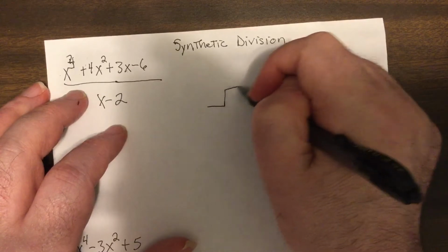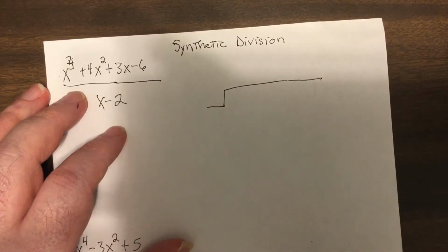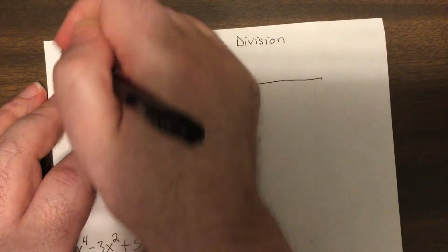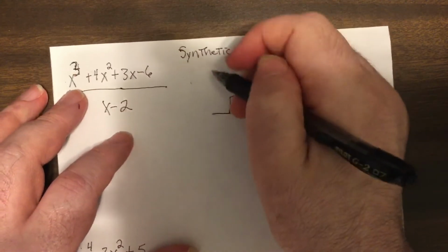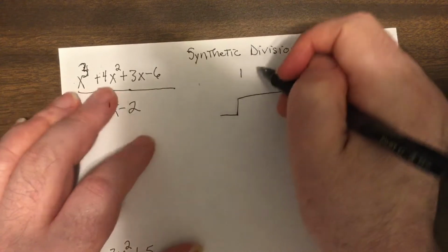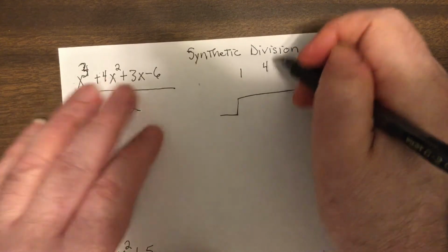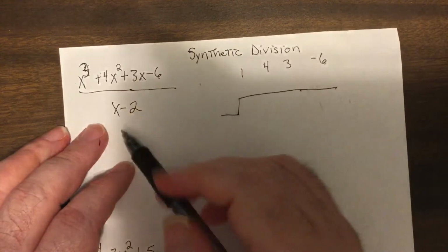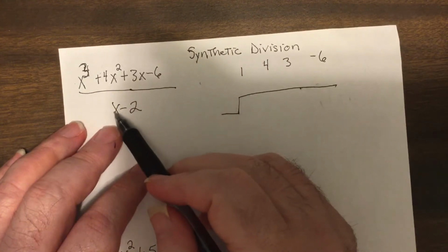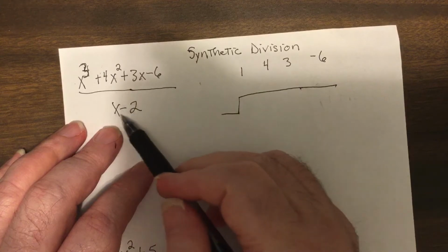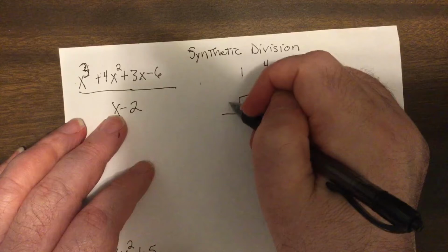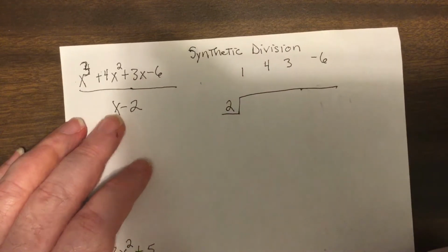Then you make a symbol that kind of looks like a step. And the coefficient of x, that's an x cubed, by the way. Boy, that's sloppy. So I'd have 1, 4, the coefficient of the next term, 3, negative 6. Then, what number would I put in for x that would cause this term to be 0? It's the opposite of this number, which is 2, and I put it there.